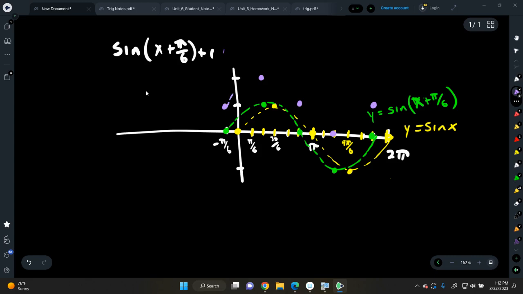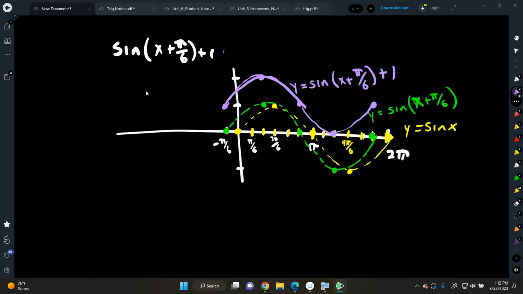Okay. And here is my final curve. Y equals sine x plus pi over 6, plus 1. There's my curve. Okay. I'm going to have you do one of them.